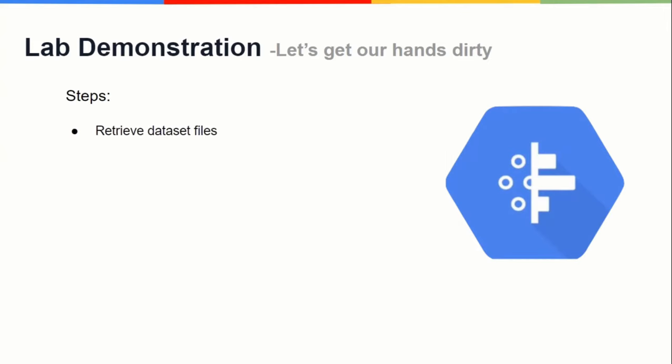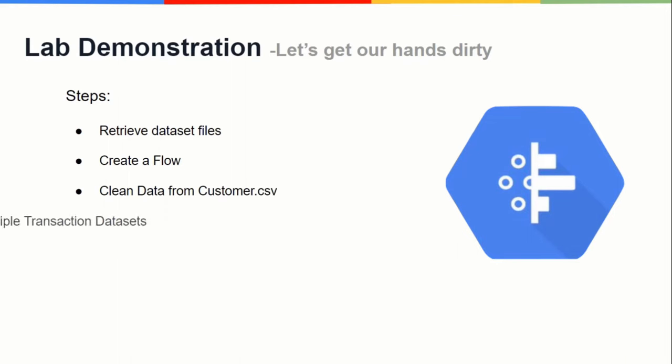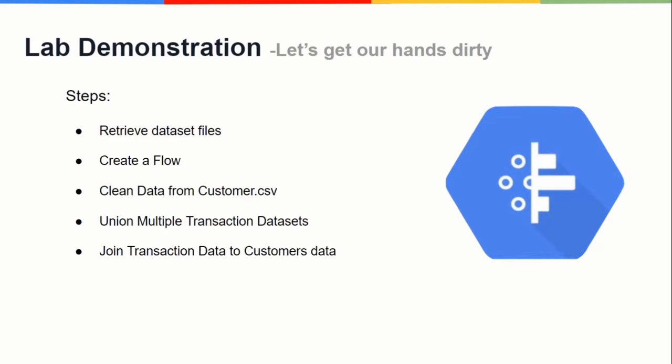Now, the first step we're going to do is to retrieve dataset files. After that, we need to create a flow for these datasets, and then we will clean some data from one of the datasets that we are using. After cleaning data, we will combine multiple datasets together with the union tool. And then we will learn how to join the data of two datasets. And in the end, we will publish our result and see how our data will look.